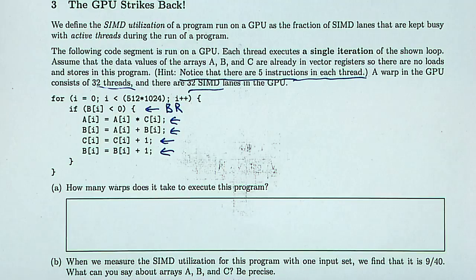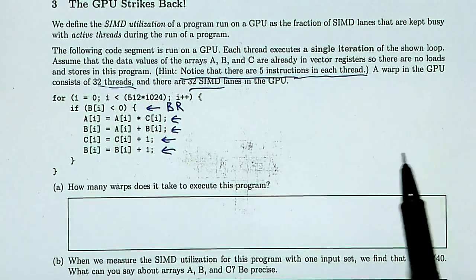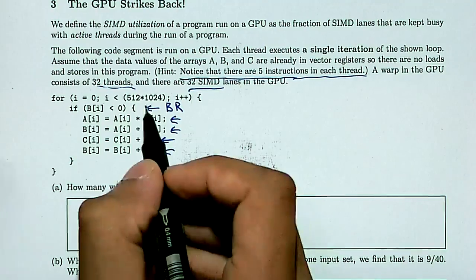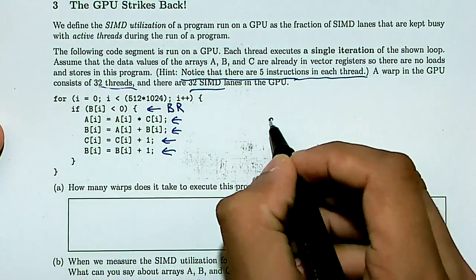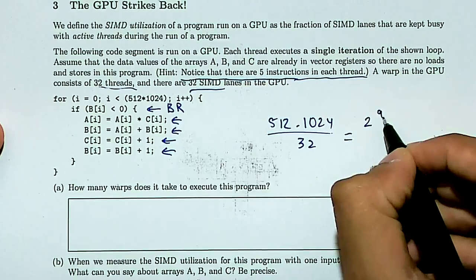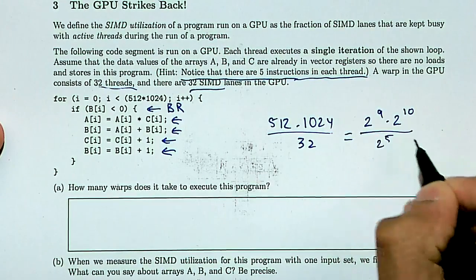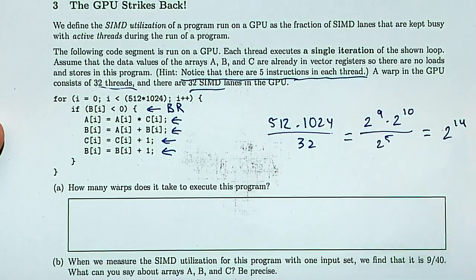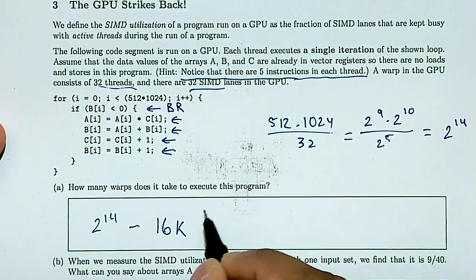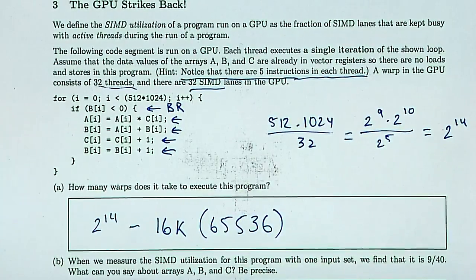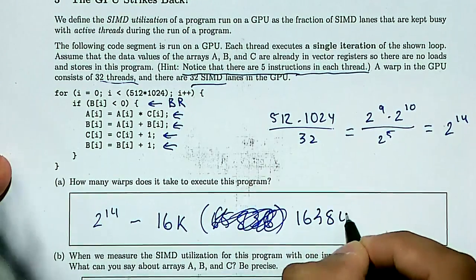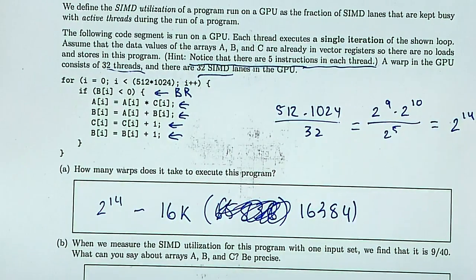Nobody? Okay. So we're dividing the total number of iterations amongst groups of 32. Since each warp consists of 32 threads, it's just the total number of threads divided by 32. So we have 512 times 1024 over 32, which is 2 to the 9 times 2 to the 10 over 2 to the 5, which is 2 to the 14. So we have 2 to the 14 warps, which is 16K. Wait, no, what am I smoking? This is 16,384. So we have 16,384 warps, and that's the answer for that.